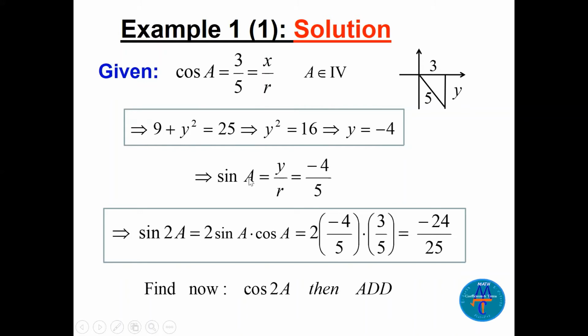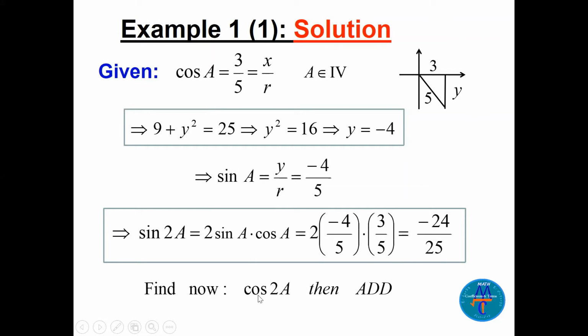So now sine of a is minus 4 over 5, by the formula y over r. So from cosine of a, we found sine of a. Let's find the first part here, sine of 2a, by formula number 1: 2 times sine of a times cosine of a. Just multiply 2 times minus 4 over 5 times 3 over 5. You get this answer, minus 24 over 25.